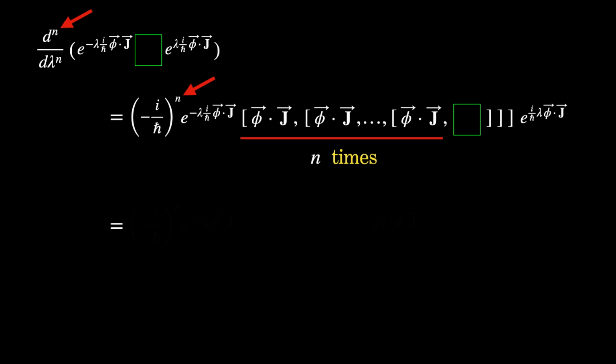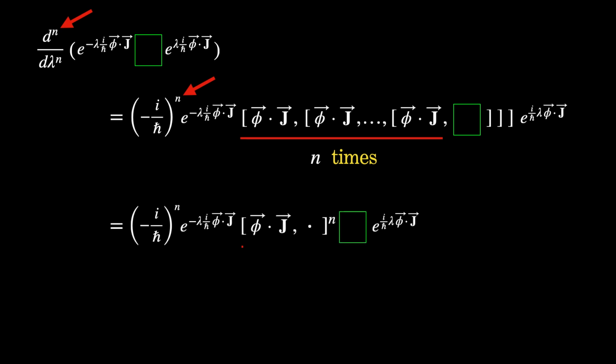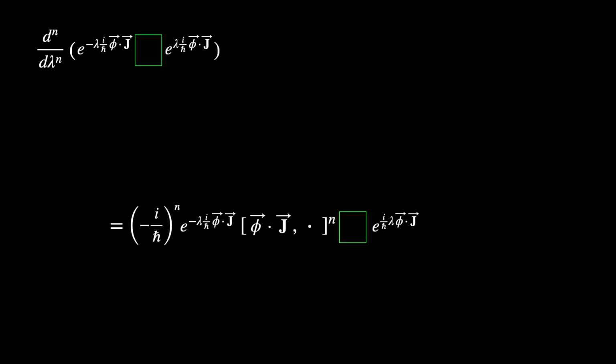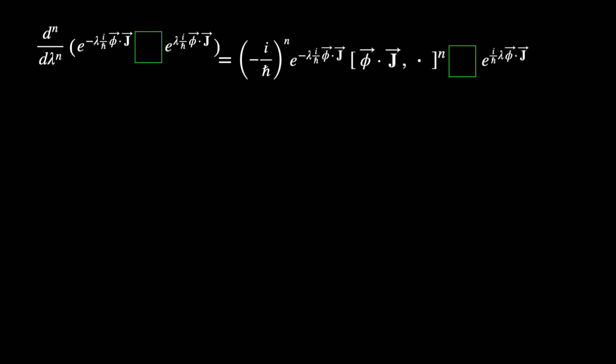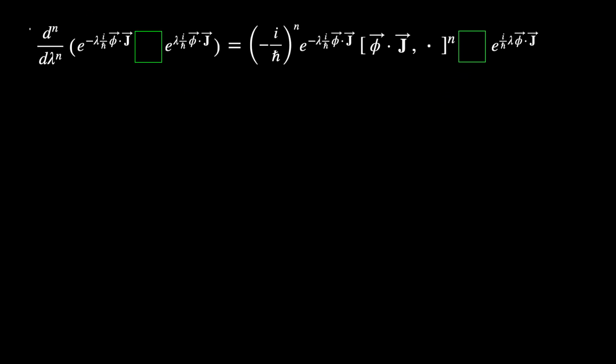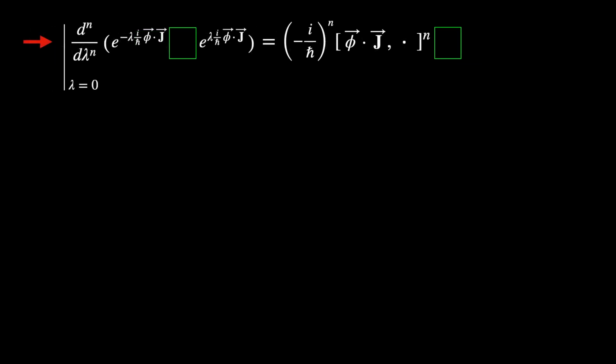We can simplify the notation for n nested layers of commutator. And finally, setting lambda to 0, all the exponential operators become the identity operator. Let's put back the operator OJM. These are the coefficients of the power series in lambda.